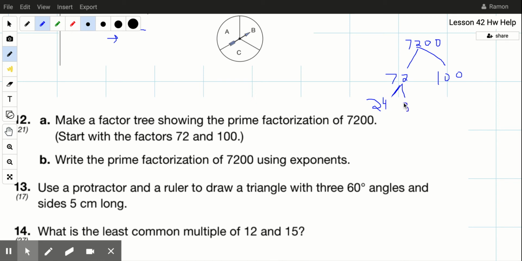Remember, we're making a factor tree, so you want to circle all the prime factors, right? I'm going to go 10, 10. Neither of those are prime, so you keep splitting them up. Right, the prime factorization using exponents.